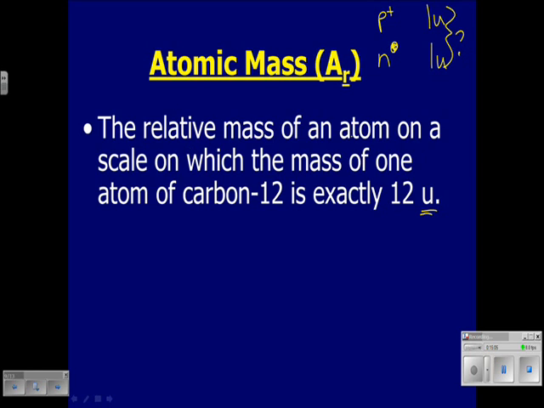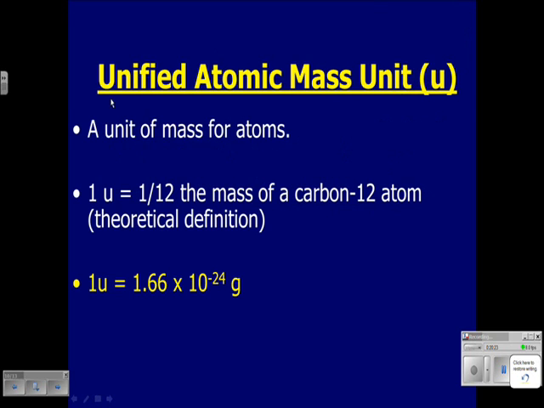The relative atomic mass of an atom on a scale which has the mass of one atom of carbon-12 is exactly 12. So the unified atomic mass unit, u, is the unit of mass for atoms, and it is exactly 1/12 the mass of a carbon atom. And we can actually weigh that. We now know it's equal to 1.66 times 10 to the minus 24, a phenomenally small mass, all right?